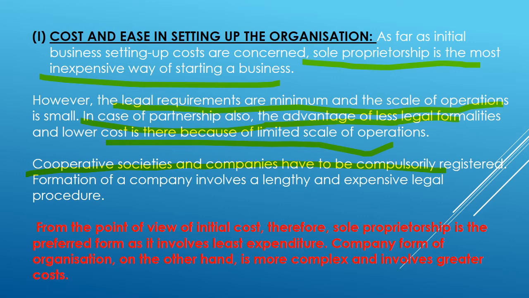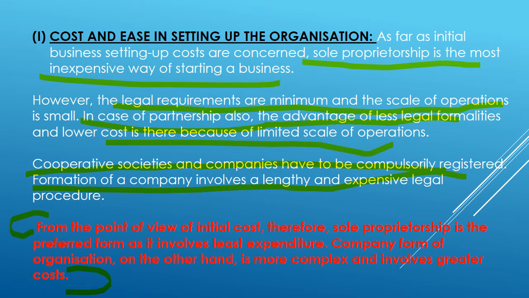Now, when it comes to the formation of a company, I'm not talking about private company or public company, I'm talking about joint stock companies. The procedure is very expensive, it's a very important procedure, and everything has to be followed properly. So what are these red lines that I've given here? This is the conclusion. What are they saying? You can open a sole proprietorship, a partnership, everything you can do. But when it comes to companies, it gets very complex and the cost involved is much higher.